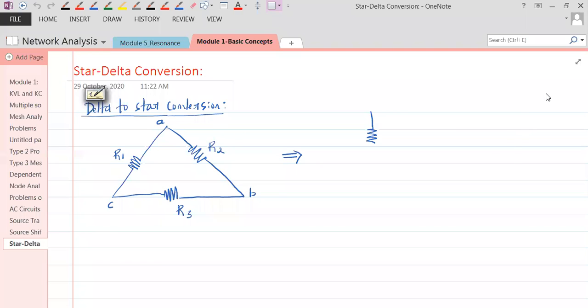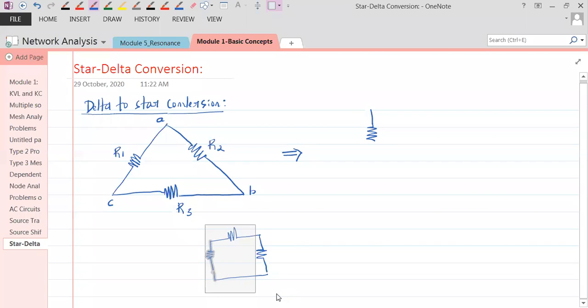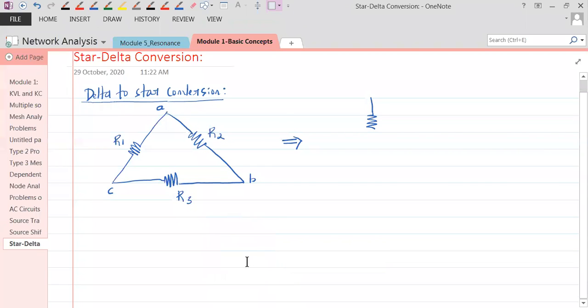Why can it be called a pi network? See the same delta here. What you're seeing, the same delta can be connected like this. See here. So the same circuit can be looked at like this sometimes. Depending on how they are drawn, we call them delta or pi. Fine. So this delta network can be converted into a star type of network.